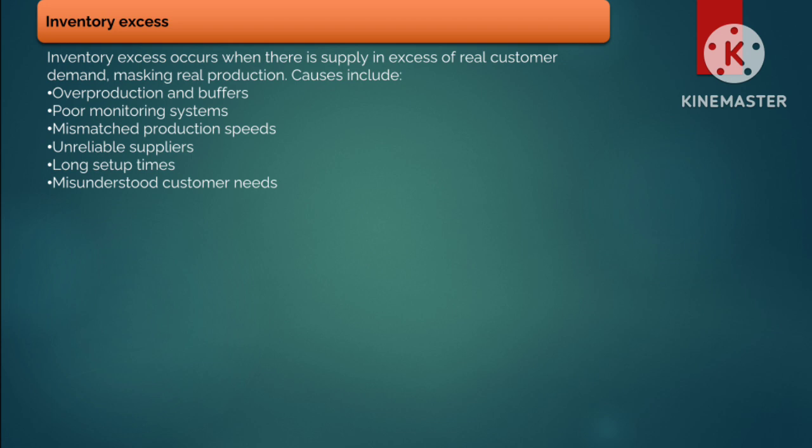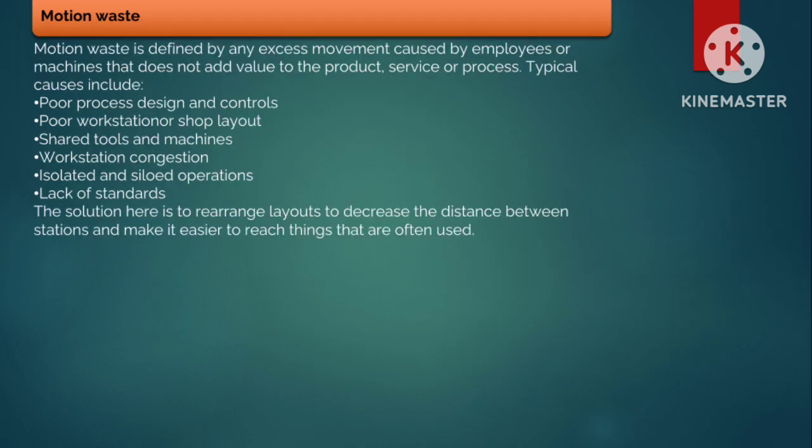It should not happen that you are having too much excessive inventory, that will lead to wastage and impact your working capital. So let's move on to the next type of waste, which is motion waste. So how can motion waste impact the organization?